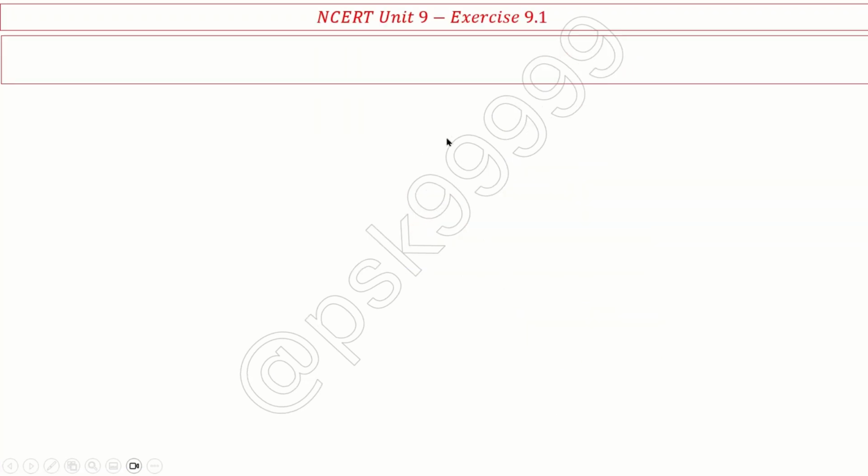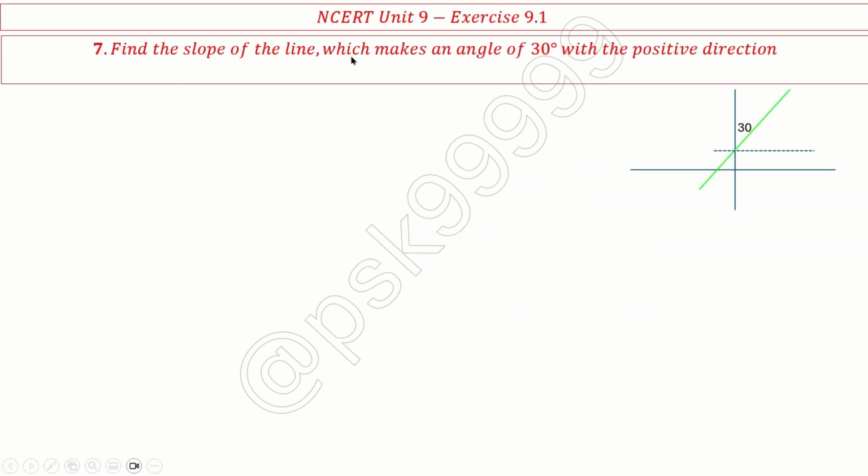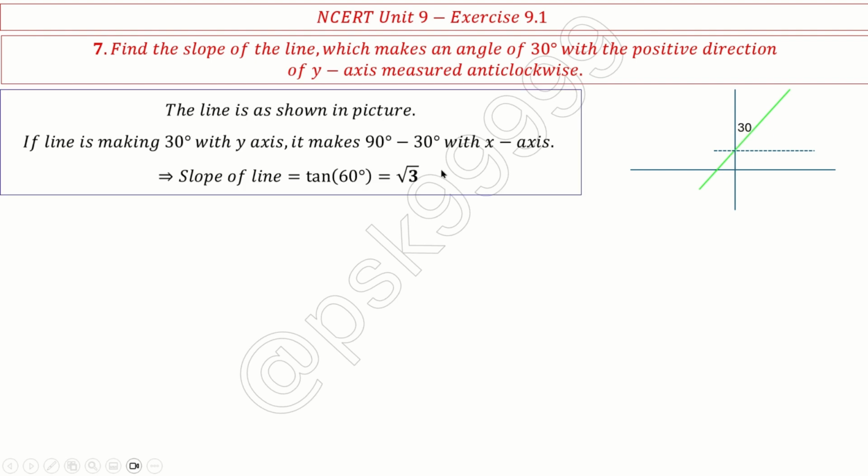Okay, next. Find the slope of the line which makes an angle of 30 degrees with the positive direction of the y-axis measured anticlockwise. Okay, he is giving 30 degrees here, but for slope we always need the angle it makes with the x-axis. So we know that it is nothing but 90 minus 30, which is 60 degrees. Correct? So tan 60 is root 3. That is the slope.